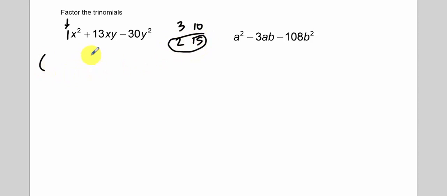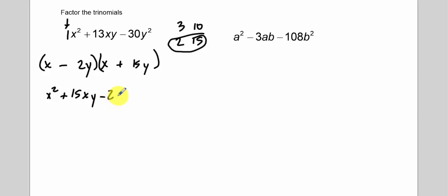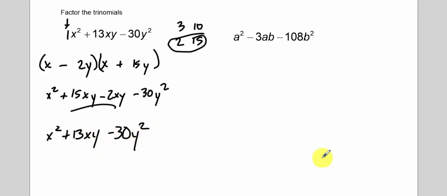Notice though, when I do my product of binomials, I list my x first, my 2, my 15, giving the 15 the positive, the 2 the negative. That's going to get me a -30. But in my final multiplication, I need a y squared, so I'm going to put my y's at the end. Now notice what happens when I FOIL. I get x squared plus 15xy minus 2xy minus 30y squared. Adding like terms, these two are like, so I have x squared plus 13xy minus 30y squared, and it's checked.